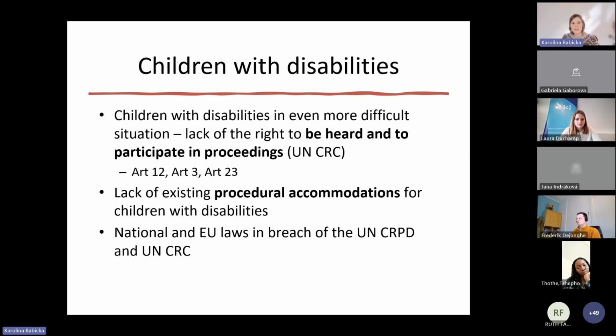So as you can imagine, for children with disabilities, the situation is often even worse. And Ruth was especially speaking about the lack of access to the right to be heard and to participate in proceedings. That is really prevalent, and it's even more the case for children than it is for adults. Often we see children being seen more as passive objects of protection rather than actually right holders, and that is even more true for children with disabilities. So there's also a huge lack of existing procedural accommodations for children. And the national and EU laws are often in breach of the UN CRPD and also the UN CRC.